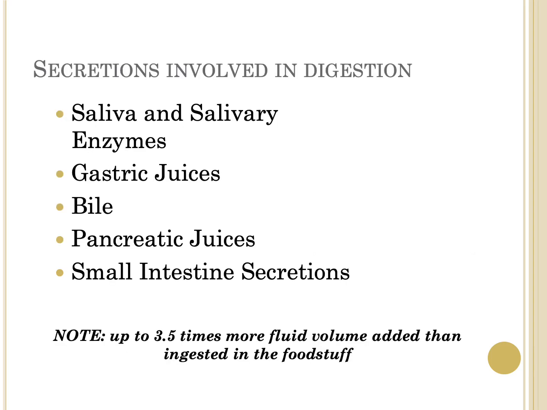So what's going to be involved with the chemical digestion of the materials? We're going to have saliva and salivary enzymes, gastric juices, bile and pancreatic juices, and then small intestinal secretions. We usually generate somewhere between 3 and 4 times as much fluid to digest the food materials as what we actually consume in the foodstuffs.